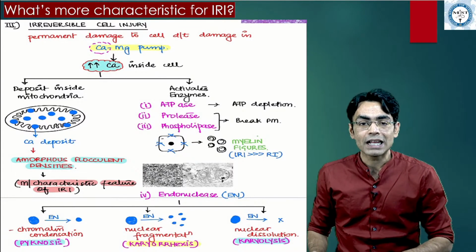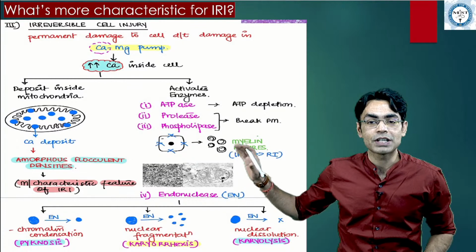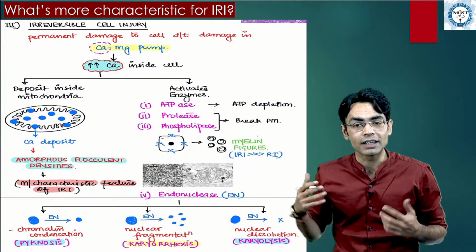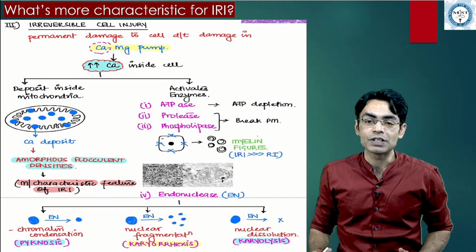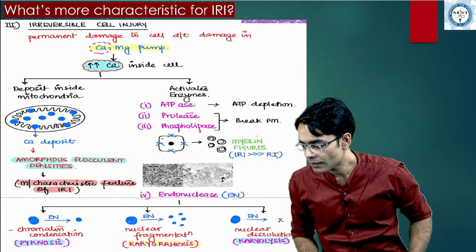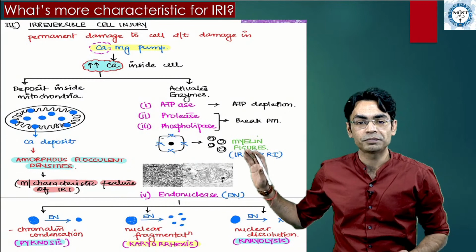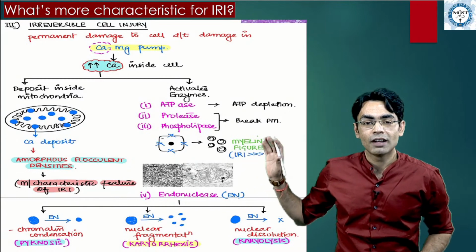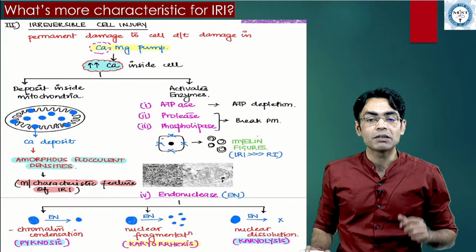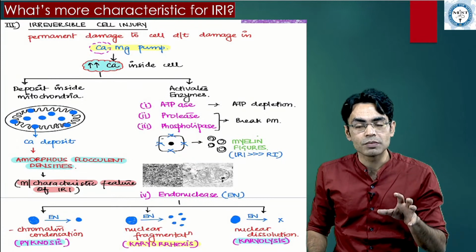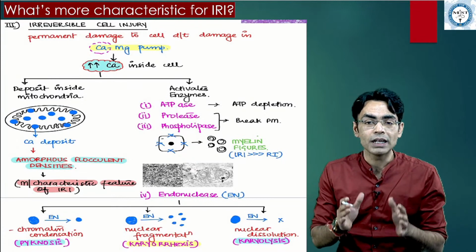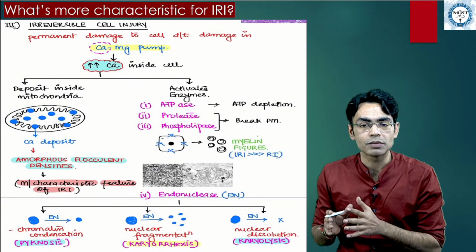Now see, these are the pictures which I have taken directly from the notes which we have written in the classes. In this, myelin figures, as I have mentioned, would be seen in irreversible injury majorly, predominantly, but they can also be seen in reversible injury.